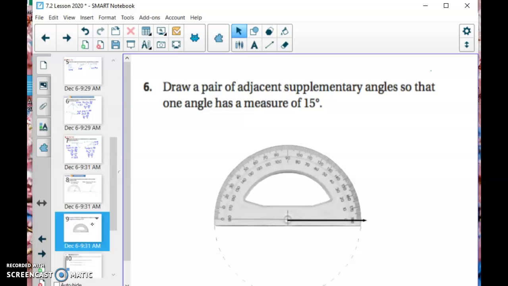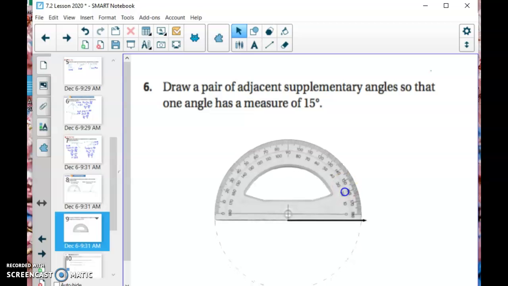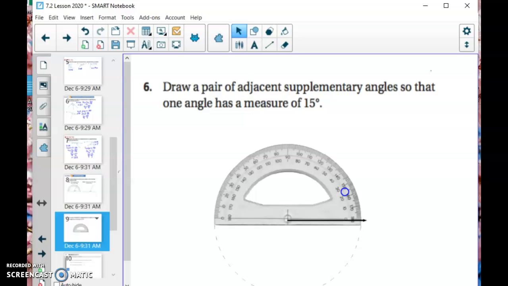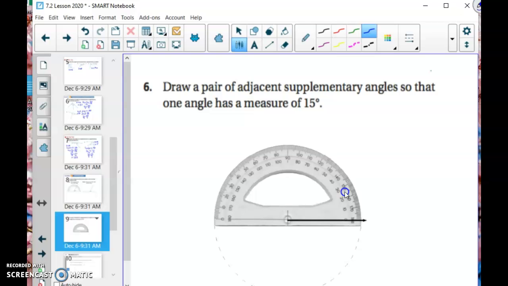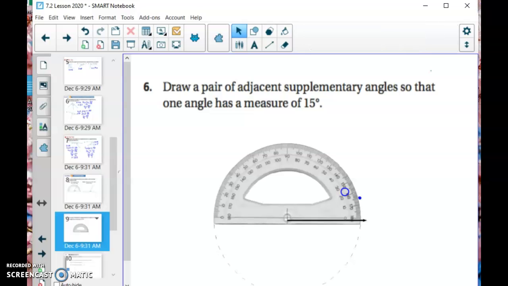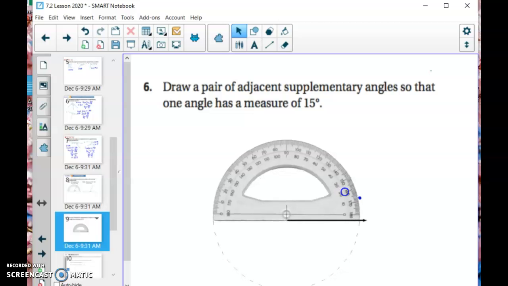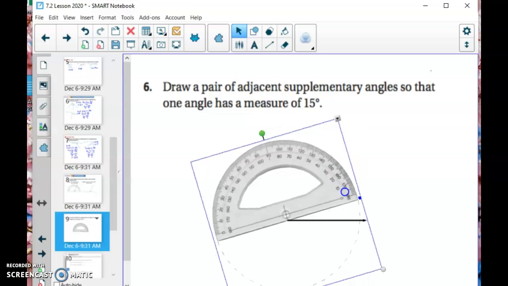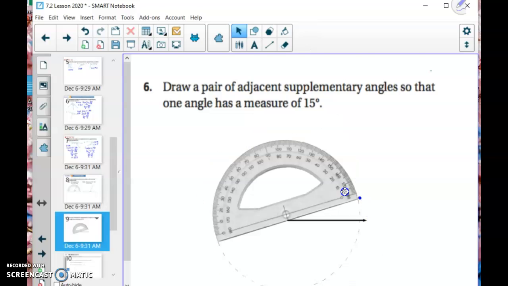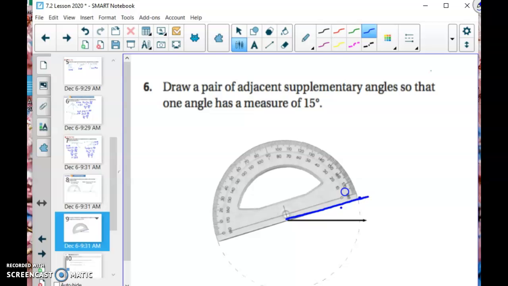So to do that again, now this one says draw a pair of adjacent supplementary angles, so the one angle has a measure of 15 degrees. So I started by just drawing a line with my protractor, and now I want to measure 15 degrees using my protractor. 15 degrees is a little tricky to do, but it is right there. So then I want to use the straight edge of my protractor to draw a straight line from my vertex to the point I've made that measures 15 degrees.